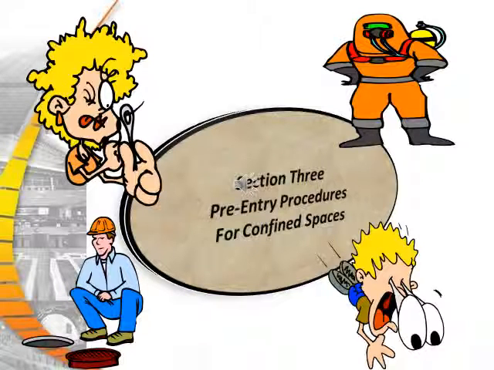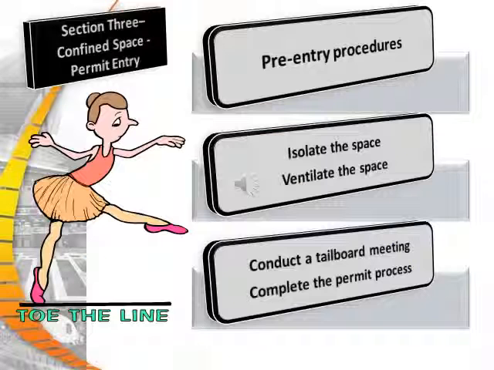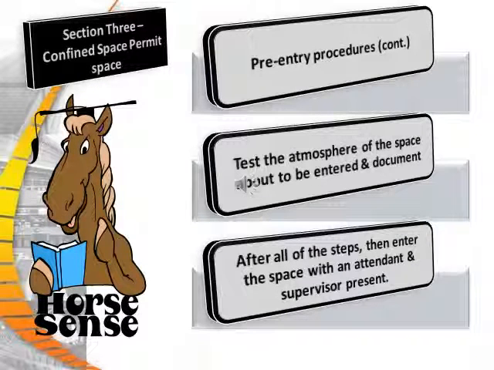Section 3, Pre-entry procedures for confined spaces. Pre-entry procedures call for isolating the space, ventilating the space, conducting a tailboard meeting, and completing the permit process. Pre-entry procedures call for testing the atmosphere of the space about to be entered and documenting it. After all the steps, then enter the space with the attendant and the supervisor present.